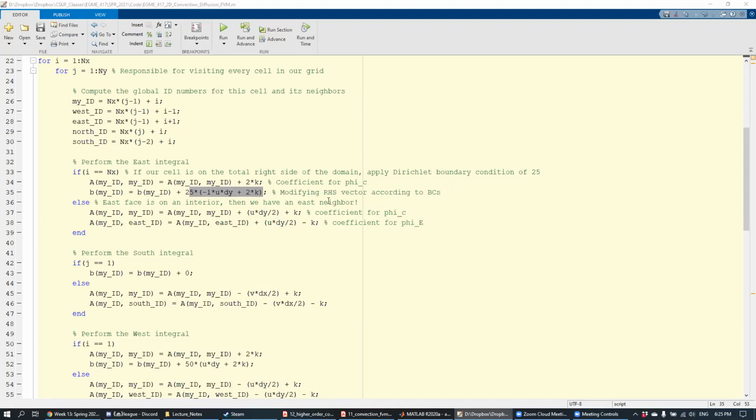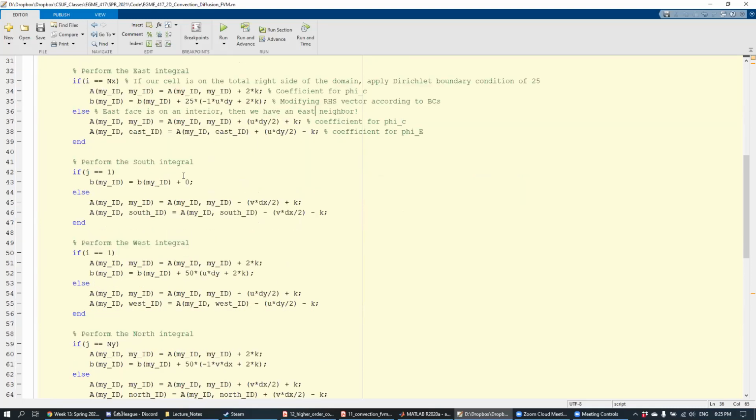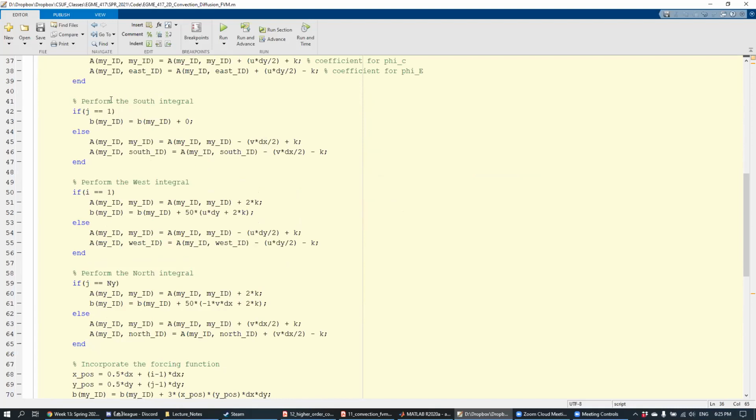Right. Okay. So that's the east integral. And once you understand the east integral, the rest are basically the same. So let's look at the south integral here. First let's do the base case where we're on an interior cell.